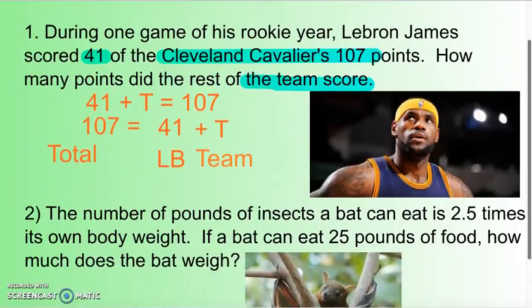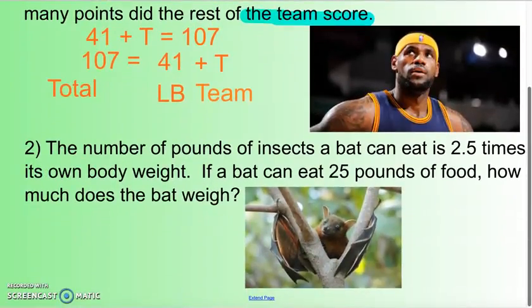So let's look at the next one. It says the number of pounds of insects a bat can eat is 2.5 times its own body weight. If a bat can eat 25 pounds of food, how much does the bat weigh? Well, okay, what are we missing? We're missing the bat's weight.